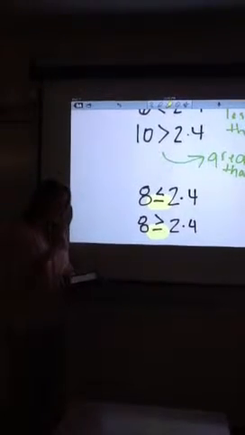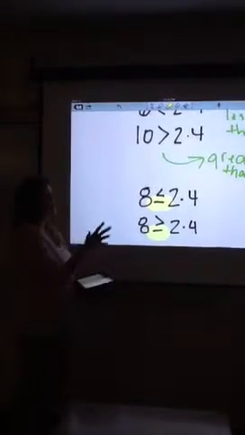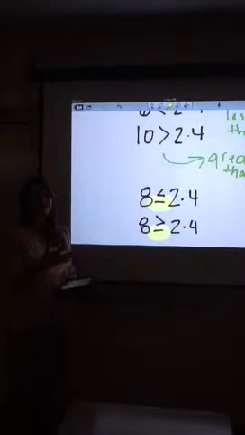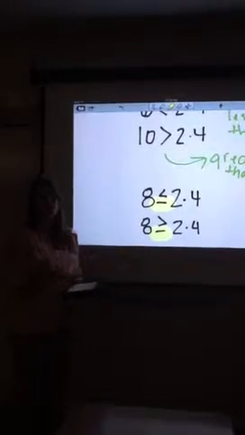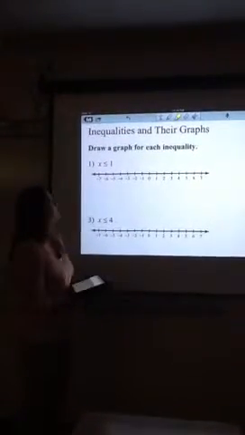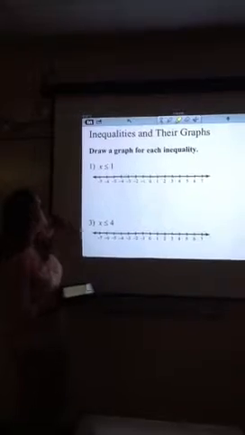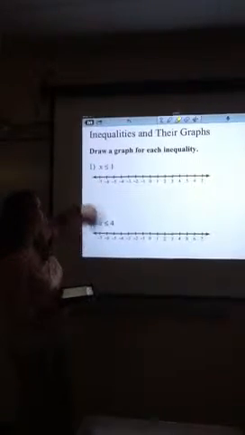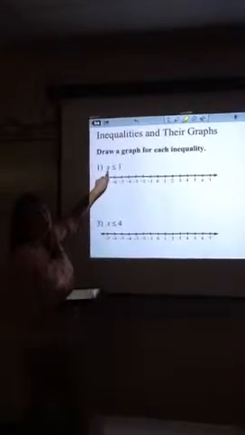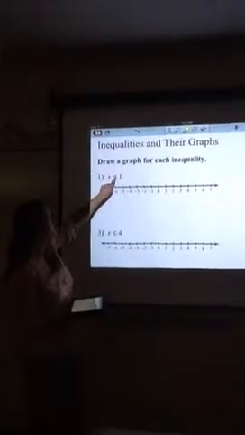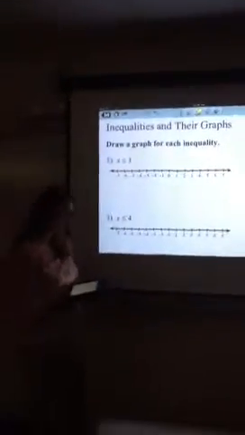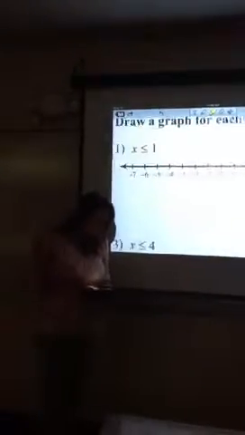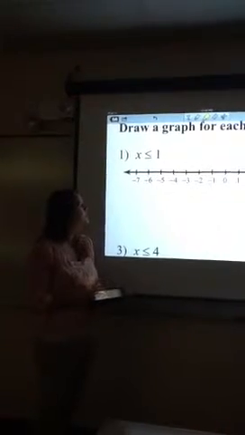Okay, so that's just a little intro into inequalities. Now we're going to talk about how to represent an inequality on a number line. Okay, inequalities and their graphs. So this inequality has a variable with it, x. This reads, x is less than or equal to 1. Try to make that a little bit bigger for you.